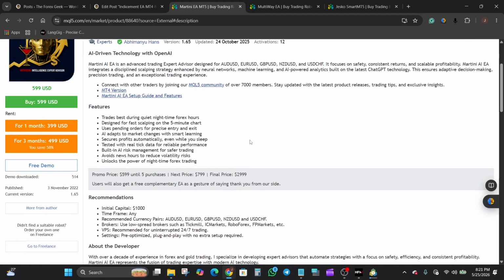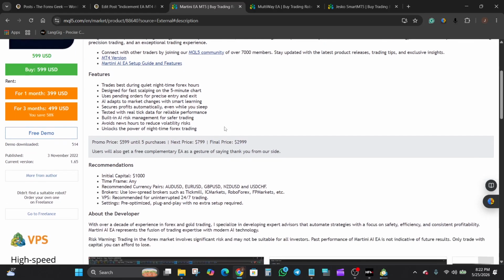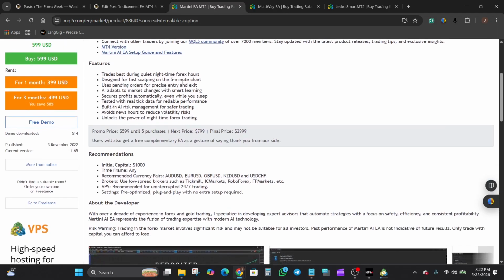Now, one thing I notice is that it is built around scalping behavior, mainly during quieter nighttime sessions, and it uses pending orders for entries. It also mentions built-in risk management and avoidance of news trading periods, which is aimed at reducing volatility exposure during high-impact events. It's also optimized for 5-minute chart conditions, so it is clearly designed for short-term execution rather than long-holding strategies. The setup appears relatively straightforward with pre-optimized settings intended for plug-and-play use.